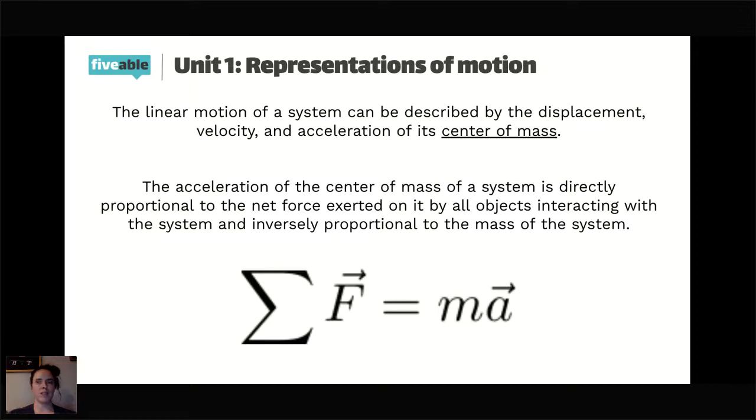So if you have like 6 particles that are all tied together, all of those linear motion equations apply to the center of mass of those 6 particles. And the acceleration of the center of mass of that system is directly proportional to the net force exerted on it by all the objects interacting with the system and inversely proportional to the mass of the system. In other words, sum of the forces equals ma. Sorry, I'm giving you the essential knowledge bits direct from College Board, which is why they probably sound extremely wordy.